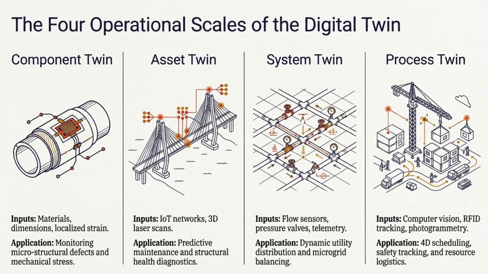Now let's define the 4 scales of a digital twin. A component twin tracks one part, like a pipe or structural element. An asset twin represents a larger object, such as a bridge. A system twin connects flows, sensors, and utilities. A process twin follows construction activities like scheduling and logistics. This hierarchy matters because each scale answers a different question. Is this part healthy? Is this asset safe? Is this system efficient? Is this process on track?